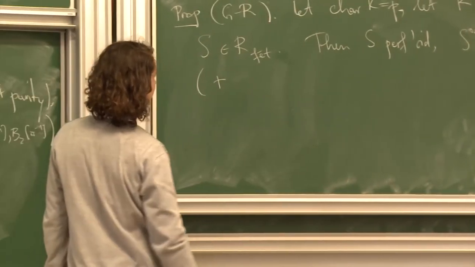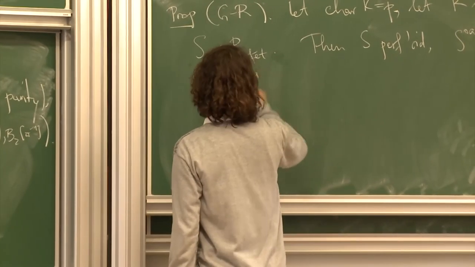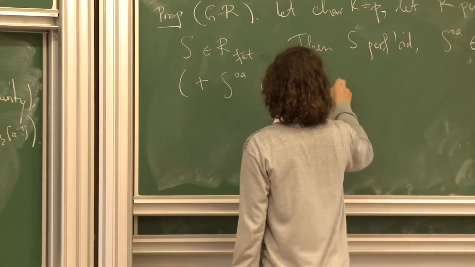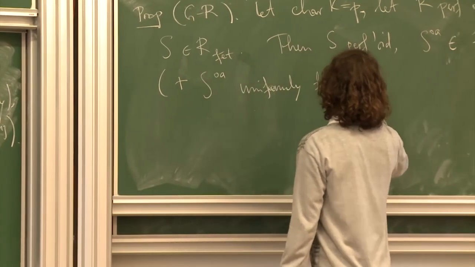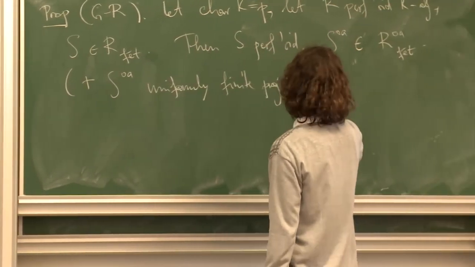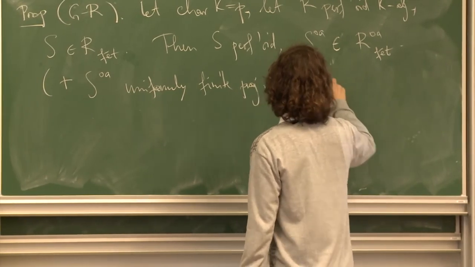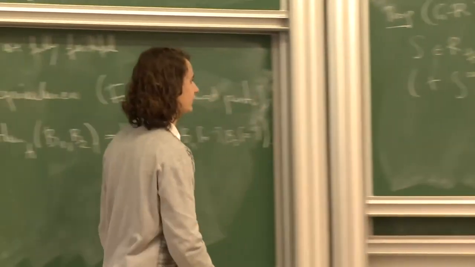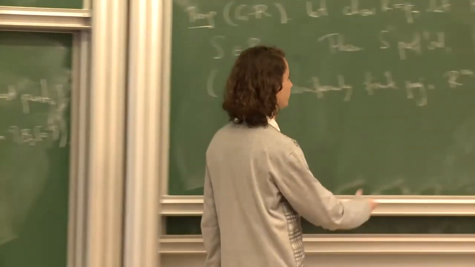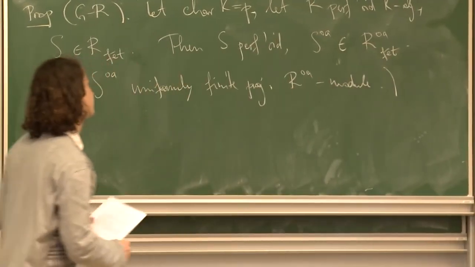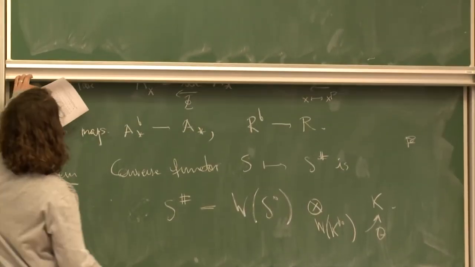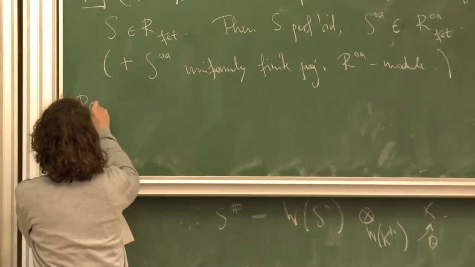And there's the following extra thing that is useful, that in fact, this thing is a uniformly finite projective R-naught-A module. So in particular, there's a good notion of the rank of this extension. And so there's a good notion of speaking of the degree of some finite étale extension here. And so let me give the proof.